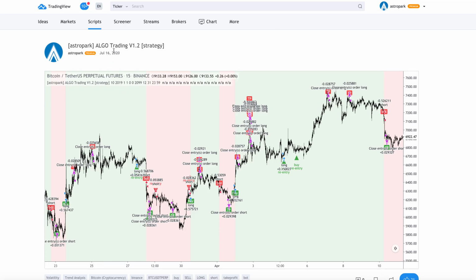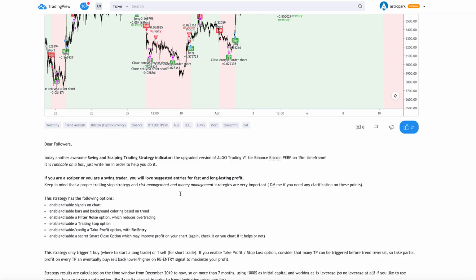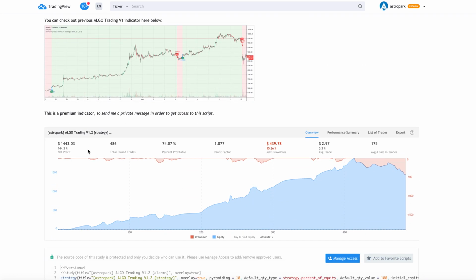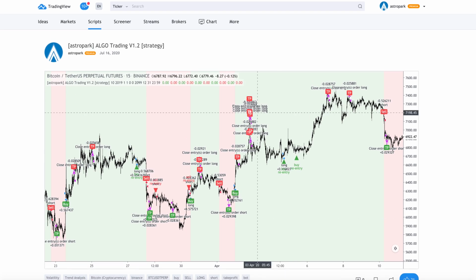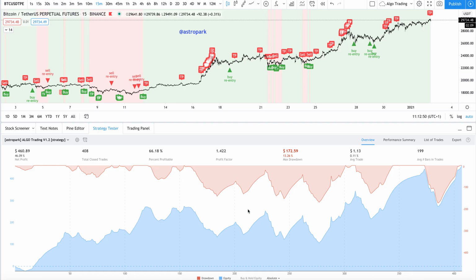This indicator has been published on the 16th of July of 2020 with some nice performance, but I especially concentrate myself on the max drawdown. So this max drawdown must be kept. It's something important for me. You don't want to use a lot of money, so we kept this value.